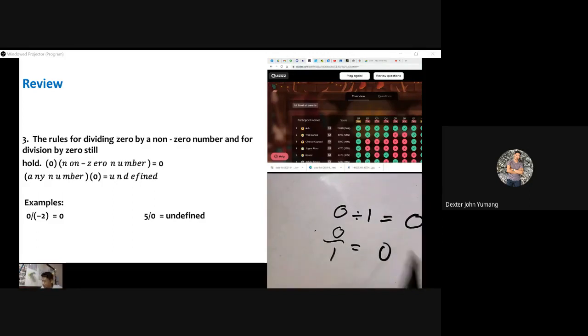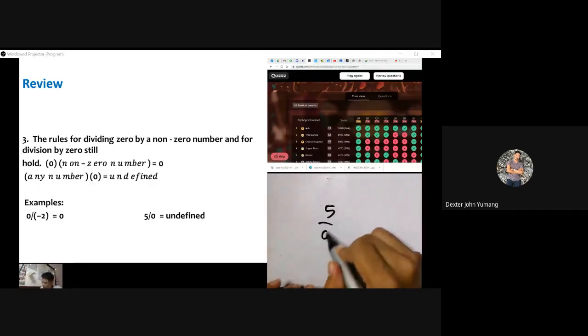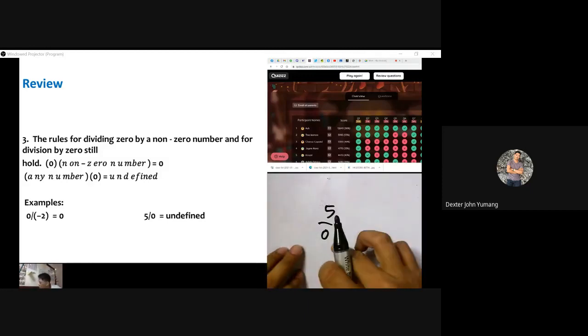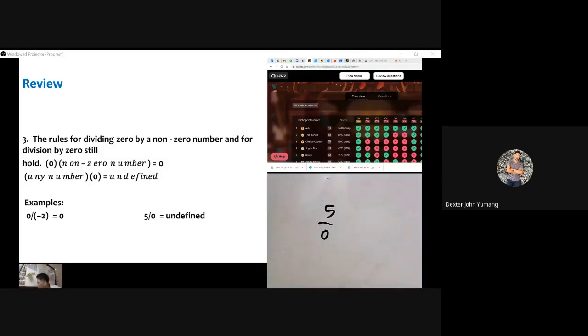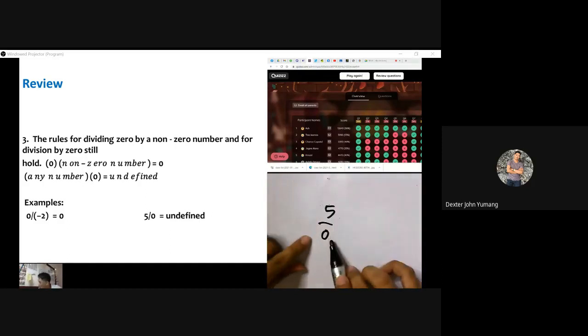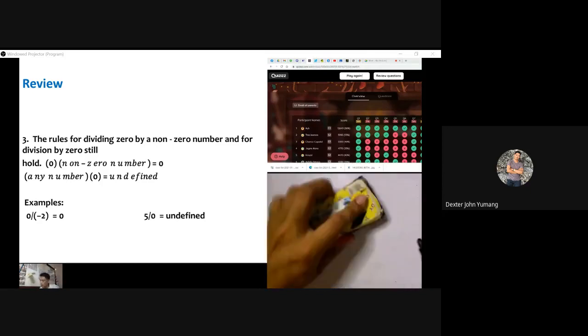Next, 5 divided by 0. Undefined naman po. Kasi yung 5, merong 5, pero yung 0 is wala. Paano mo siya i-divide sa wala? Parang merong limang tao. Naghati sila sa wala na pizza. Pwede ba yun? Paano nila hatiin ang wala na pizza? Diba? So that is undefined. Kaya po siya U. U is undefined.